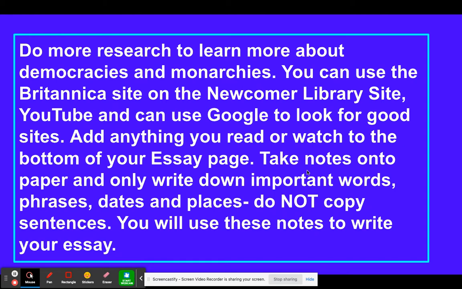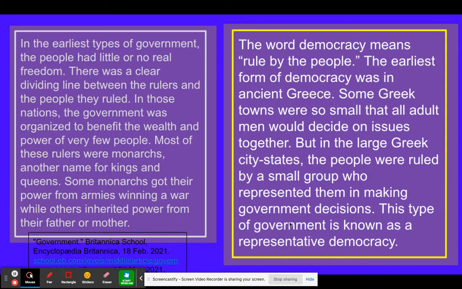And I want you to use paper and a pencil or a pen or a marker to write down important words, phrases, dates, and places. Don't copy whole sentences in your notes, because then it's too easy to copy that into your essay. But please write down important words and phrases, dates, and places to use.